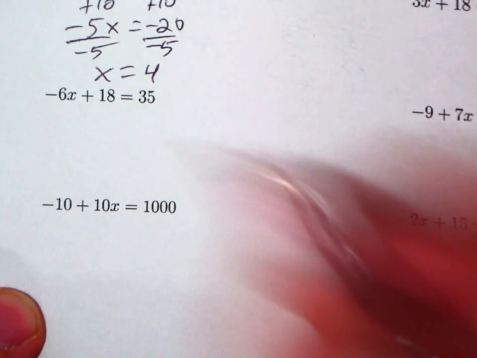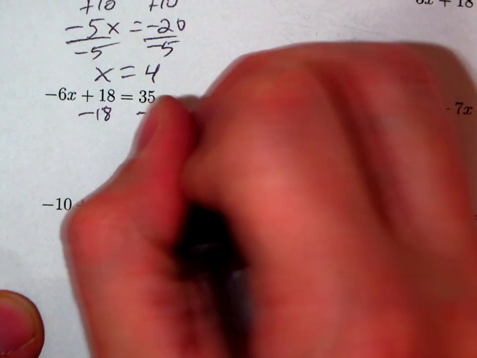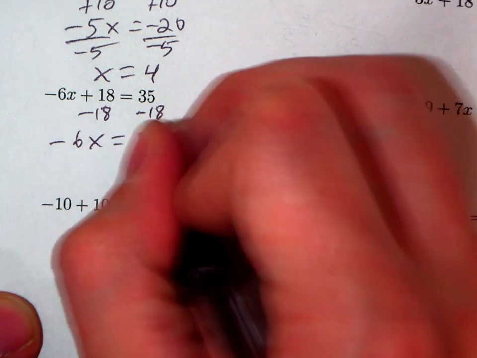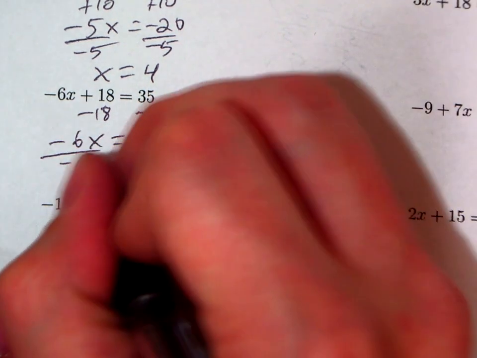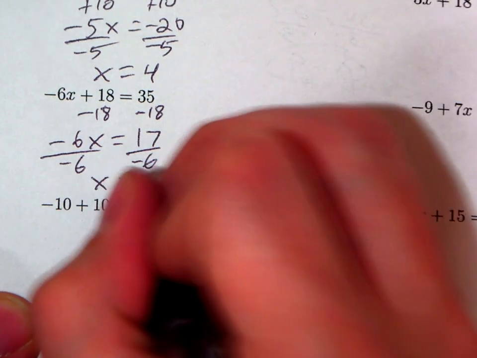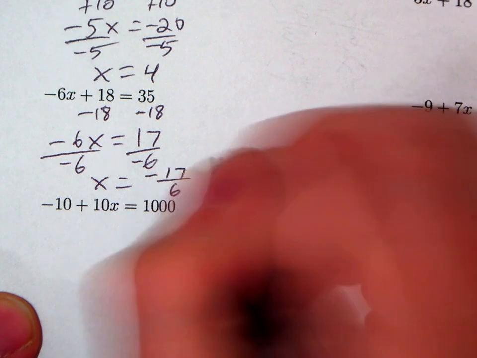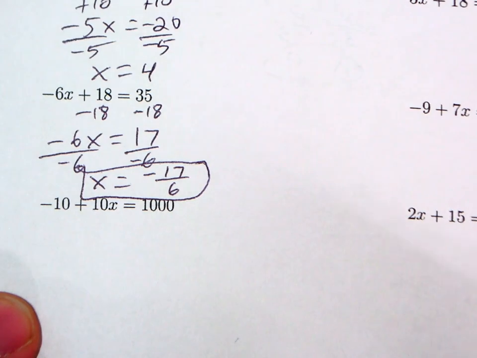The one below this, when we subtract 18 from both sides, negative 6x is equal to 17. When we divide by a negative 6, x is equal to negative 17/6. The negative floats to the top.